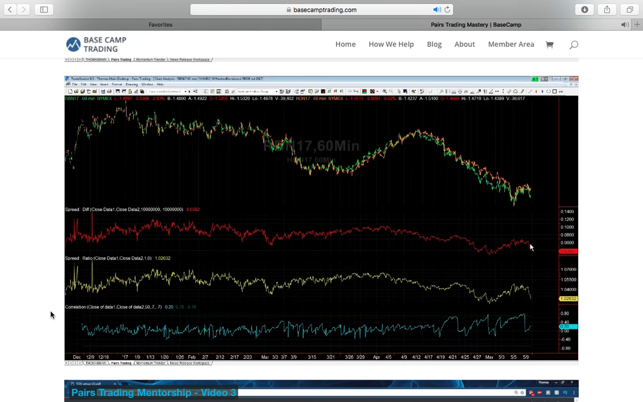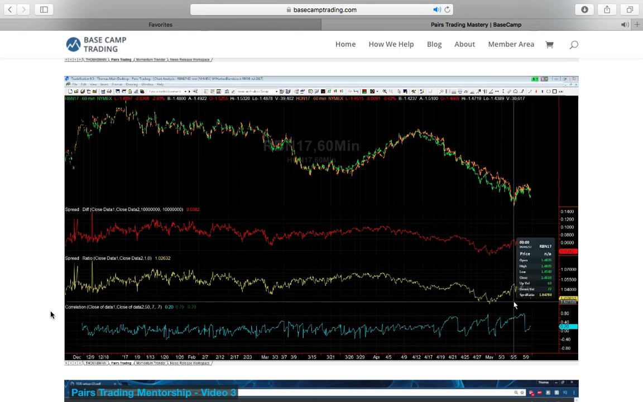Okay, spread ratio, spread difference is still pretty good. I'd like to see it come down a little bit more towards the extreme here. And then you go, all right, so this still looks good. We're getting close to the extreme. It's not quite time to place a trade. I mean, it could still come down a bit more, another couple hundred dollars per pair.